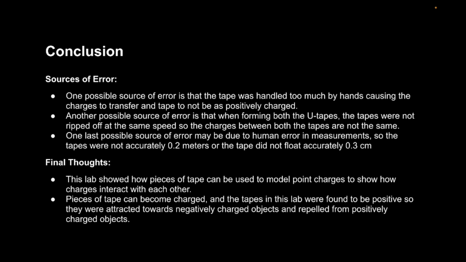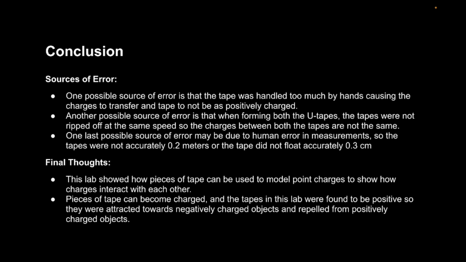So some possible sources of error include that the tape was handled too much by hands, causing the charge not to be as strong. Another possible source of error is that the tapes were not ripped with the same speed, so that both charges are not the same. Another possible source of error may be human error in measurements, so the tapes are not accurately 0.2 meters, or did not accurately float 0.3 centimeters.